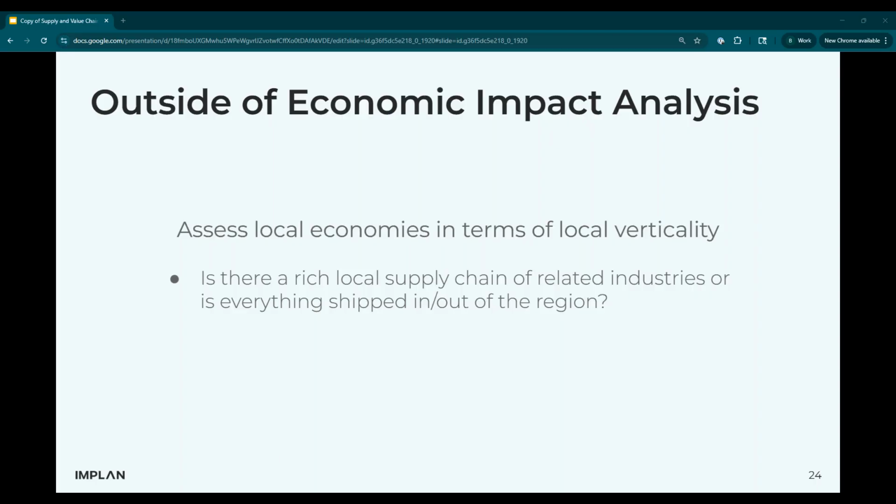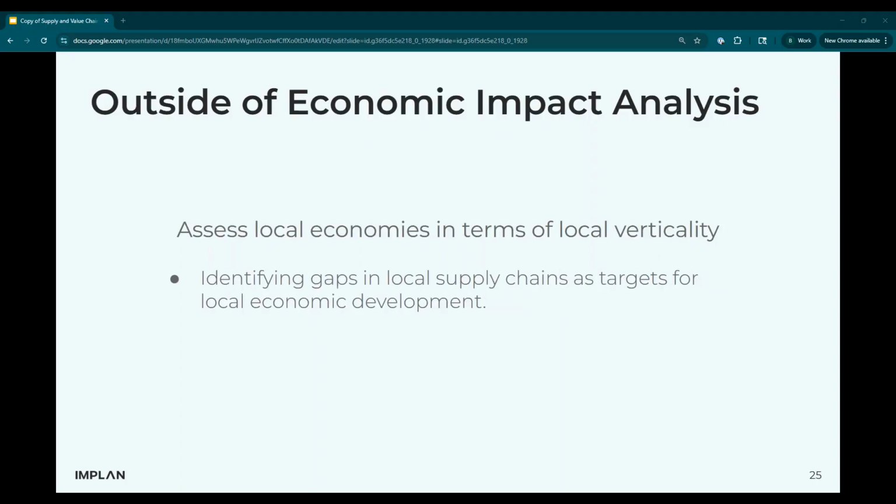And so this assesses local economies in terms of local verticality. Is there a rich local supply chain of related industries, or is everything being shipped in and out of the region? And if it's being shipped in and out of the region, is it coming from domestic or foreign imports?